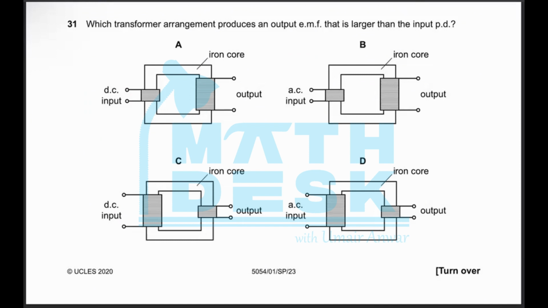Question number 31. Which transformer arrangement produces an output EMF that is larger than the input potential difference? So for a larger output, the transformer should be a step-up transformer. And in a step-up transformer, the number of turns on the secondary side should be greater than the number of turns on the input side.